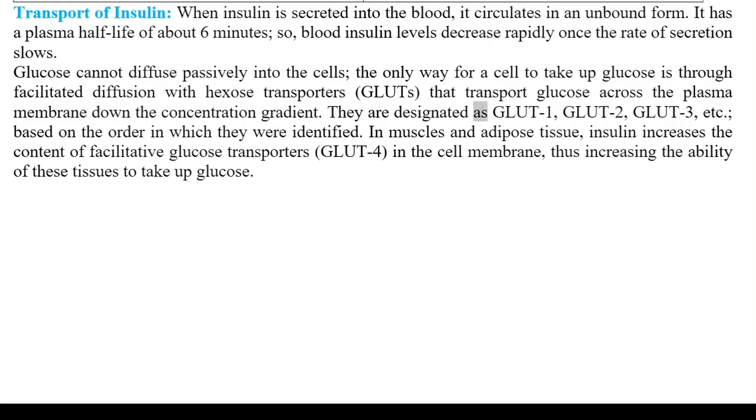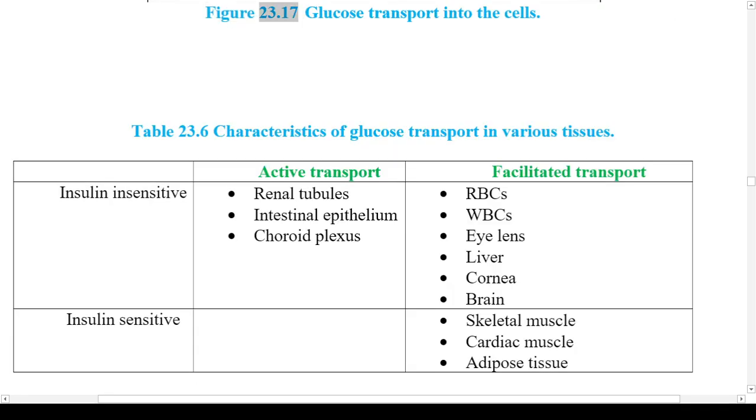They are designated as GLUT1, GLUT2, GLUT3, etc., based on the order in which they were identified. In muscles and adipose tissue, insulin increases the content of facilitative glucose transporters, GLUT4, in the cell membrane, thus increasing the ability of these tissues to take up glucose. Figure 23.17 Glucose transport into the cells. Table 23.6 Characteristics of glucose transport in various tissues.